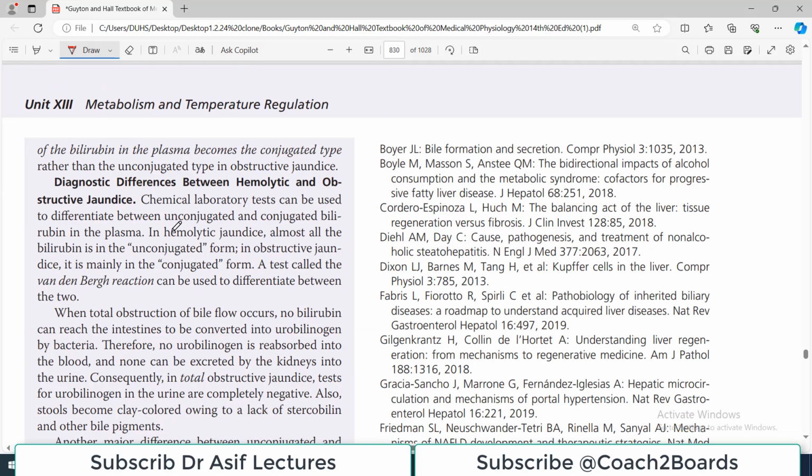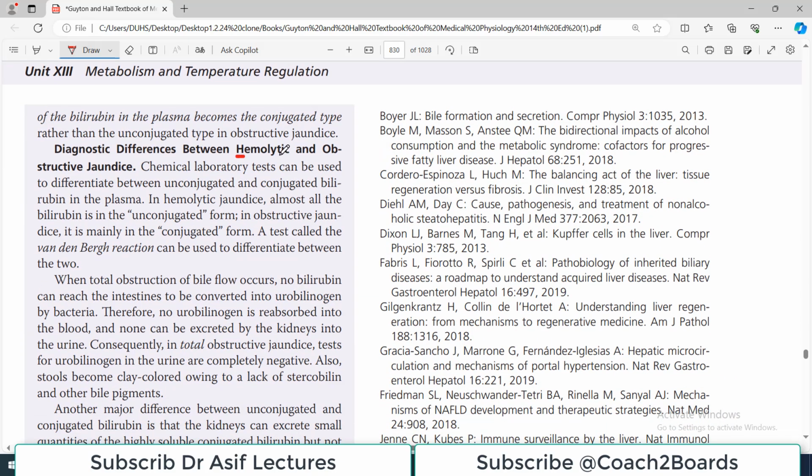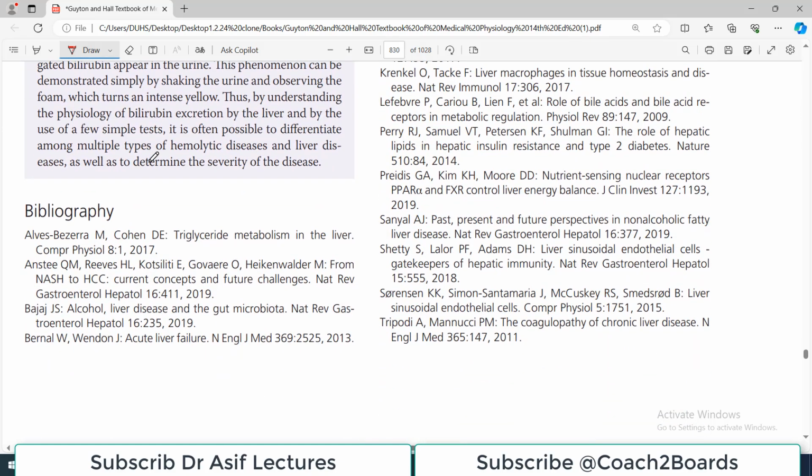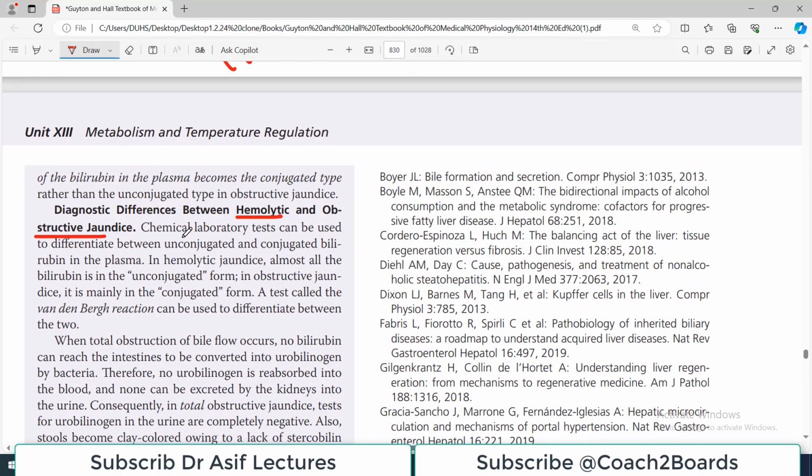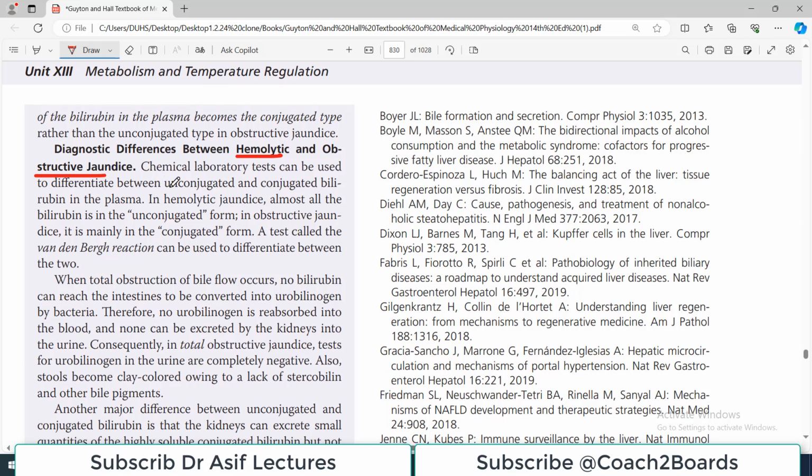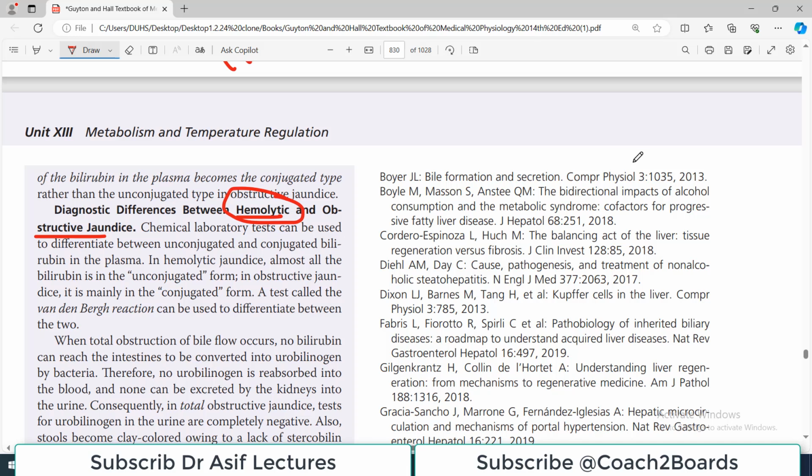Obstructive jaundice, okay? Now, the diagnostic difference between hemolytic and obstructive jaundice. Again, मैंने आपसे कहा कि it's a separate topic, but anyways, very quickly, chemical laboratory tests can be used to differentiate between the two forms. Remember, hemolytic jaundice में it's increased hemolysis which is causing increased bilirubin, and obstructive jaundice में it is the obstruction and not the hemolytic problem.